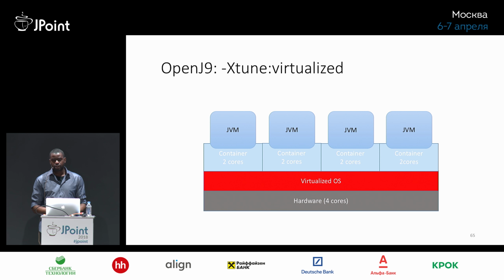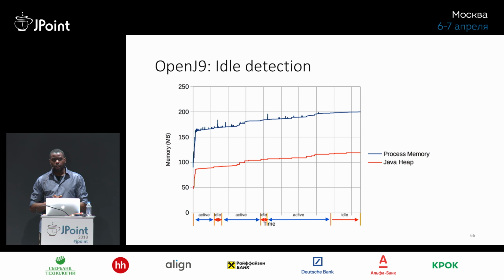The Xtune virtualized option also turns on another option called idle detection. In a lot of transaction-based Java applications where the model is request response, you may get a lot of requests coming in, and then the request frequency might dynamically change over time. Also, you have big data applications that may use a lot of resources during peak loads and then not as much during off-peak. So this can lead to spikes and dips in memory usage.